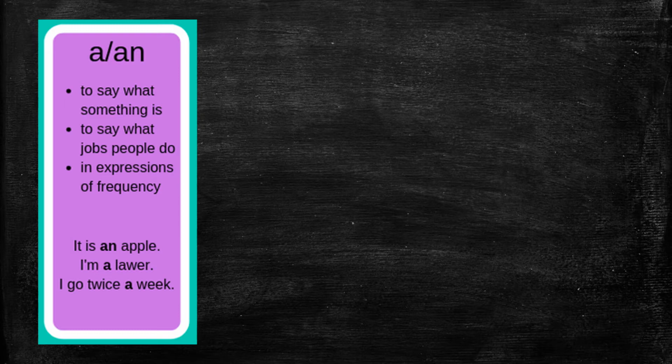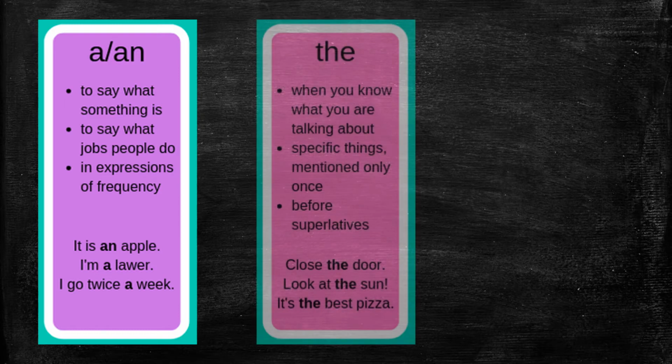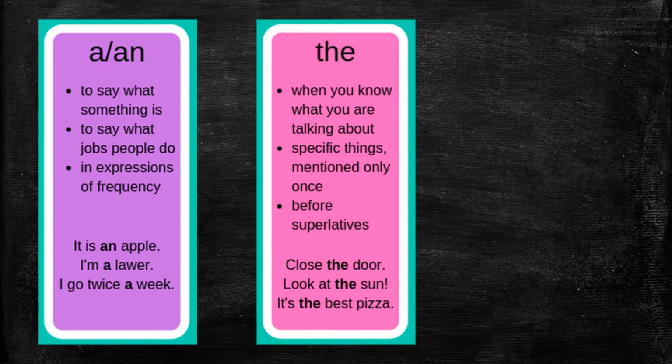As I told you also, we use a when we mention something the first time. The is more specific. You use it when you know what you are talking about: specific things, mentioned only once, and before superlatives. Close the door. I'm pointing at the door maybe, and I'm talking about a specific door, right? I know what I'm talking about.